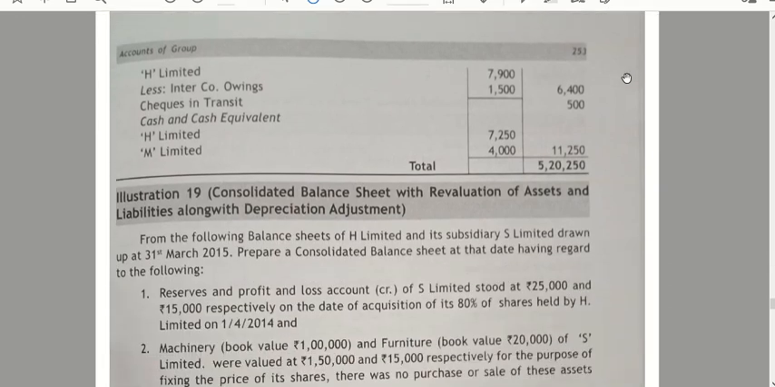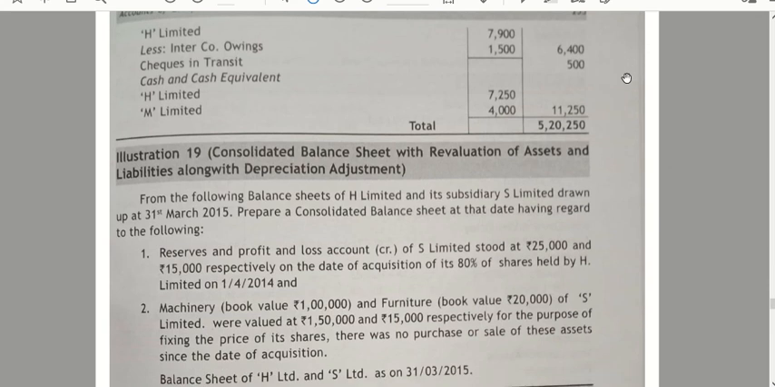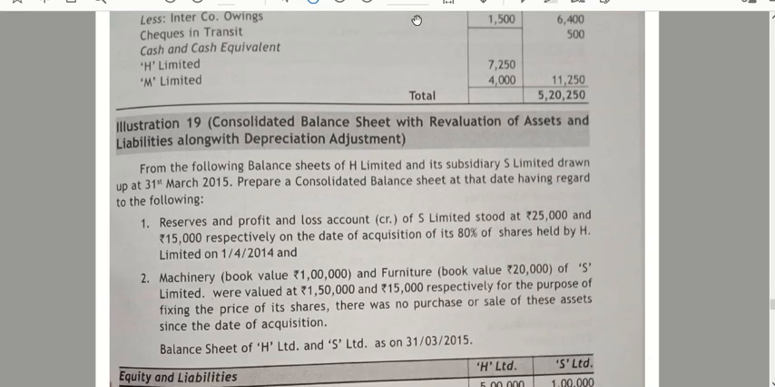Bills receivable, H Limited 7,900 less your intercompany owings 1,500 and less the check in transit 500. You will consider that also. Cash and cash equivalents, H Limited is 7,250, M Limited 4,000. Total is 11,250. So your balance sheet tallies. Thank you everyone.